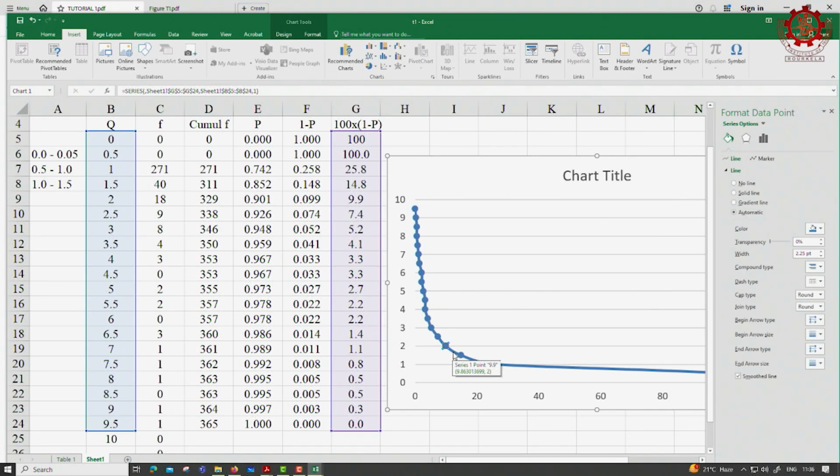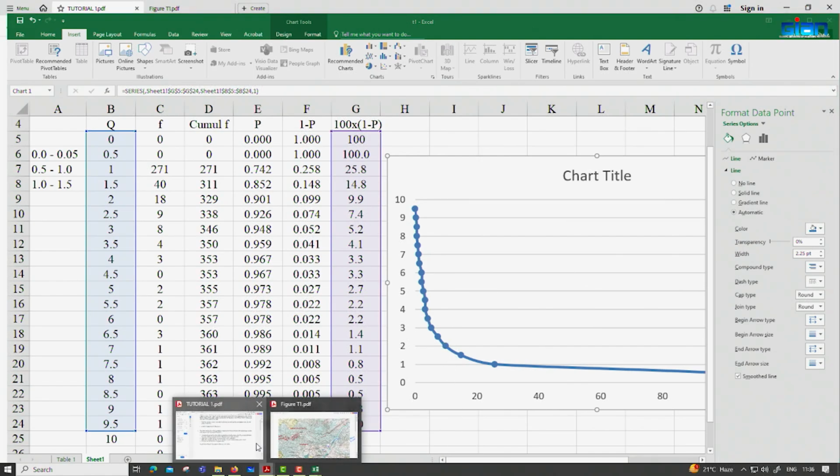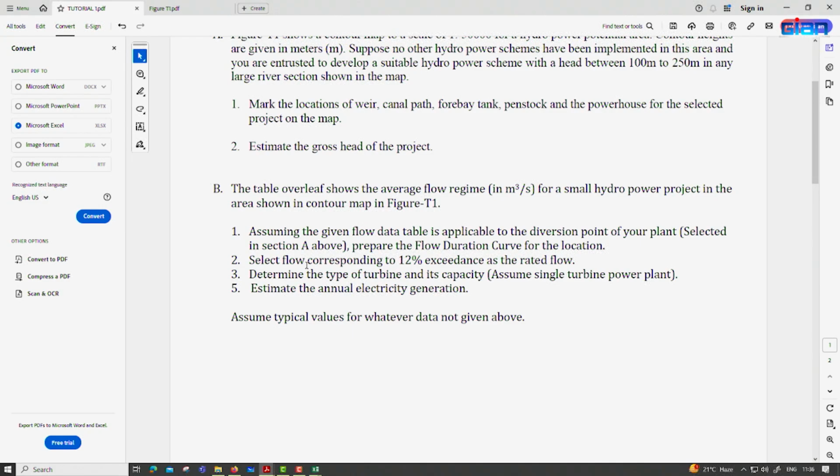You can get the exact value and tell me if you want. Next: determine the type of turbine and its capacity. Assume a single turbine power plant.